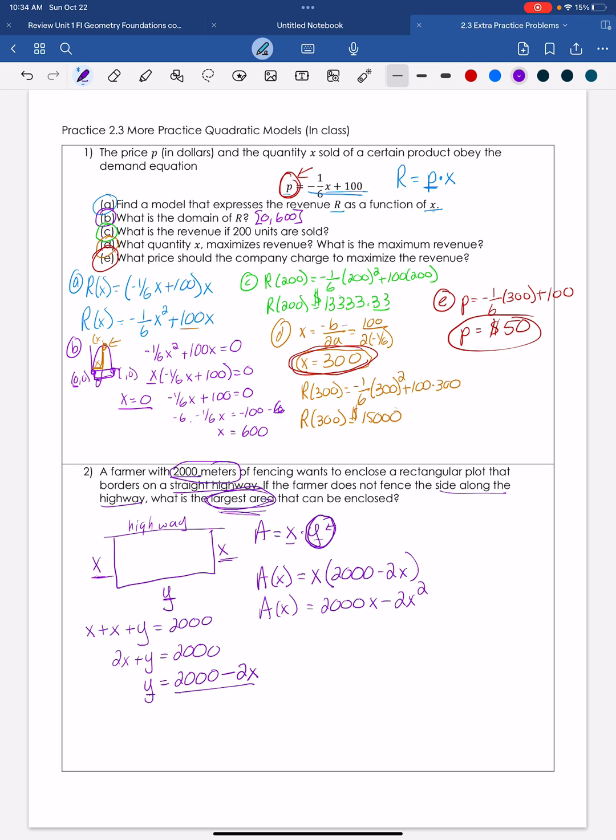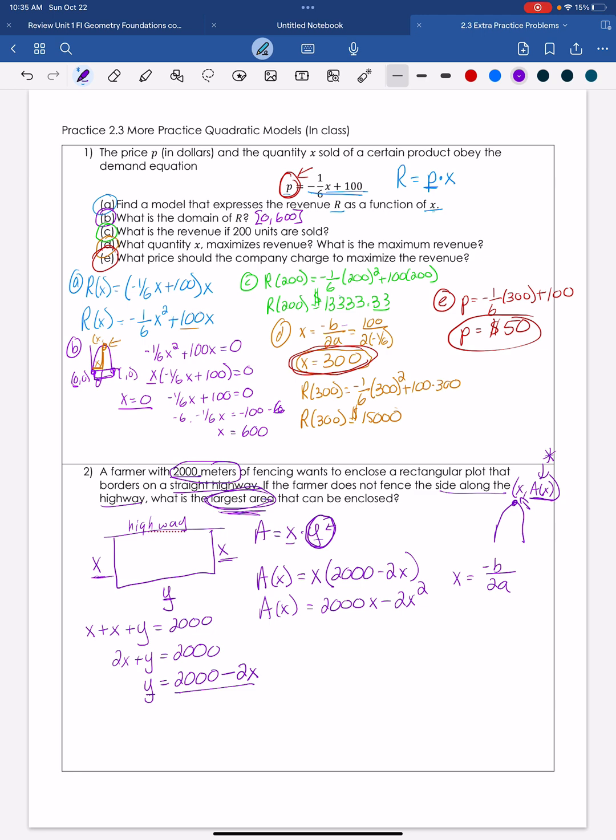We want to know what the largest area is. If we actually graph this quadratic, my X value is going to be my X value and my area is my Y value. And so this is what I need to find: my Y value. In order to find my Y value, I need to find the X value first. How I find that is negative B over 2A.